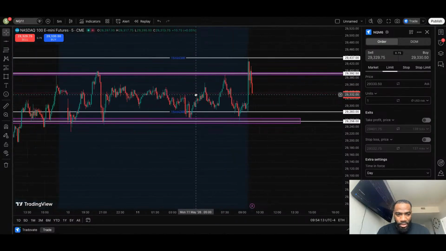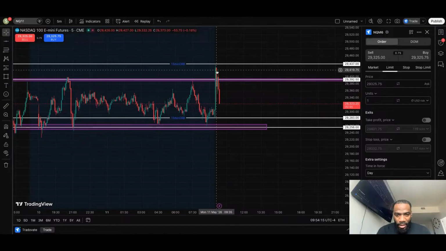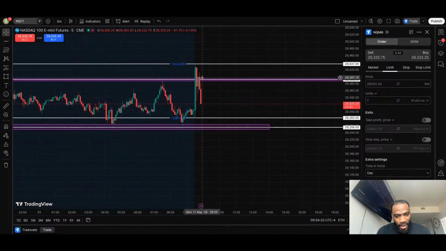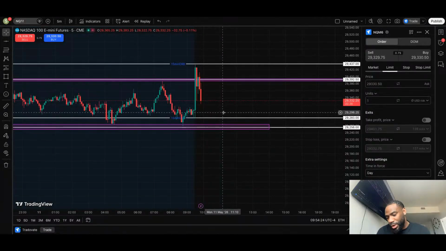I want to see buys, but everybody knows the saying, buy low, sell high. So I don't understand how a lot of people like to trade the breakout up here like this, but to each his own.